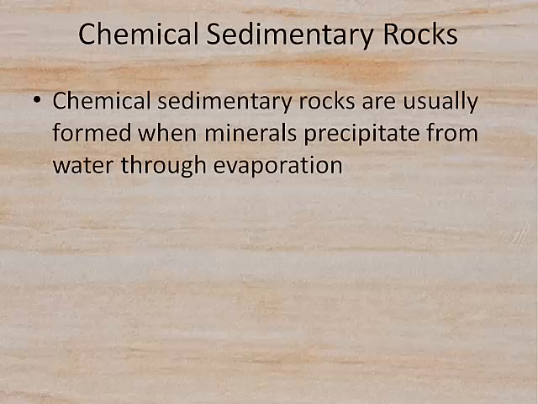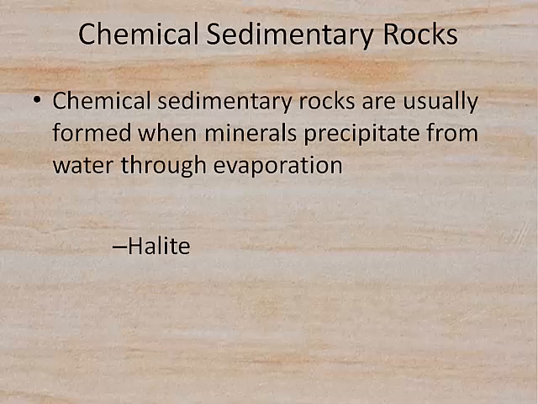Now we also have chemical sedimentary rocks. Chemical sedimentary rocks are formed when minerals precipitate from water through evaporation. So these are going to be minerals that we studied that are evaporites. So things like halite, gypsum, calcite.